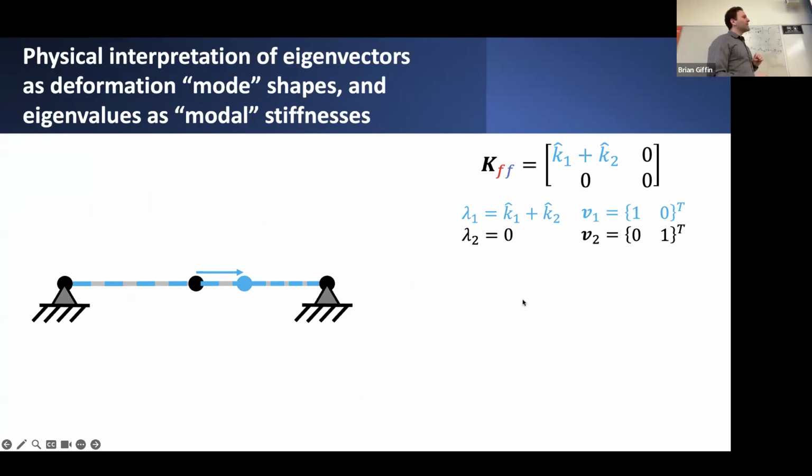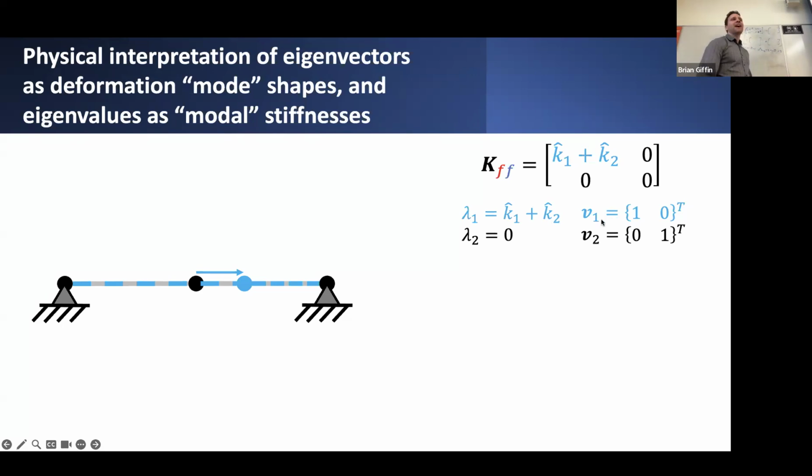The other cool thing that you can do with eigenvalues and eigenvectors is visualize different mode shapes of how the structure might deform according to these eigenvectors. So the eigenvectors actually have another interpretation. You can think of them like a particular mode of displacement or deformation that the structure might undergo. And you can associate with that particular mode of deformation a corresponding stiffness, or a resistance to motion or deformation in that mode.